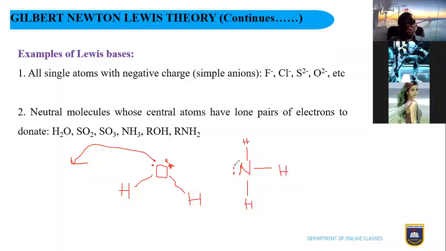But the lone pair on nitrogen means that it can donate the lone pair into any orbital that is empty. And because of that, it makes ammonia act as a Lewis base.